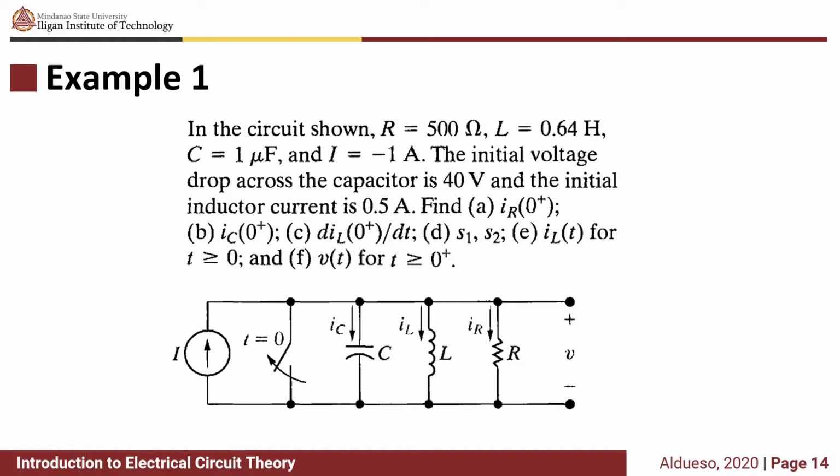To find IR of 0 plus, IC of 0 plus, dIL/dt of 0 plus, S1 and S2, the expression IL of t for t greater than or equal to 0, and the expression V of t for t greater than or equal to 0.